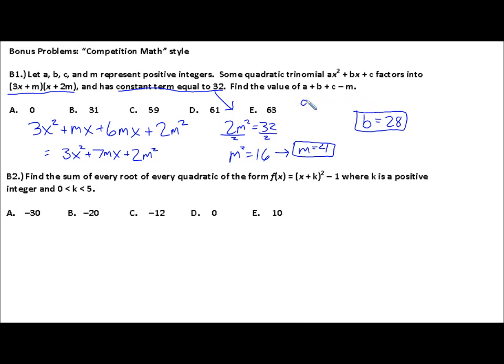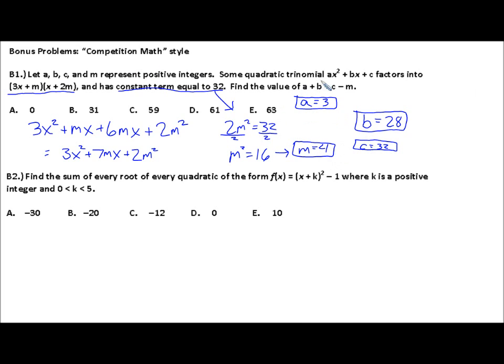Of course, your a term here is just 3. A is 3, and the constant term, well, we already knew the constant term was 32. So we have all the values that we need, basically just from this equation. And by the way, the square root of 16 is not just positive 4, but the question told us that these all have to be positive integers. So we can ignore the negative value.